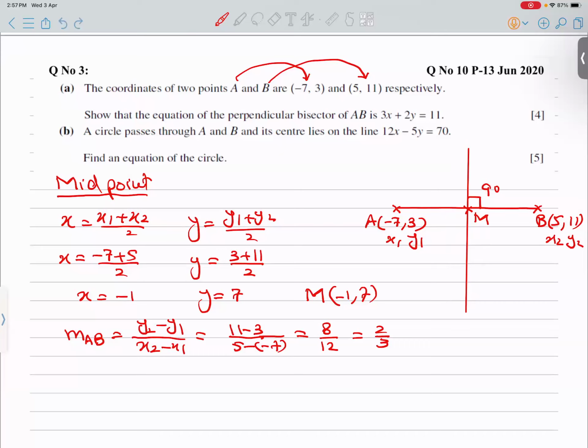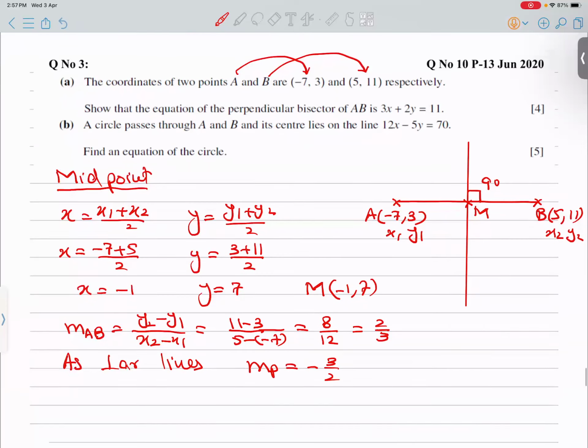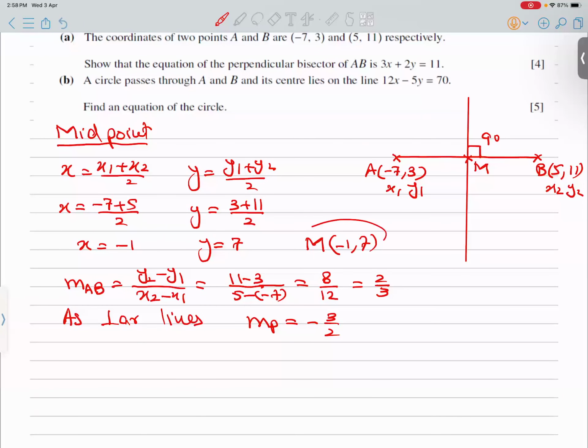As perpendicular lines, the gradient of the perpendicular line will be the negative reciprocal. You know, 3 will go up, flip, 3 will go up, 2 will go down, sign changes. Now I will use what? I will use the midpoint, I use this coordinate, so make sure.